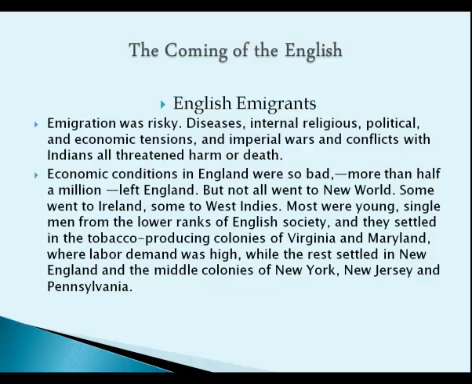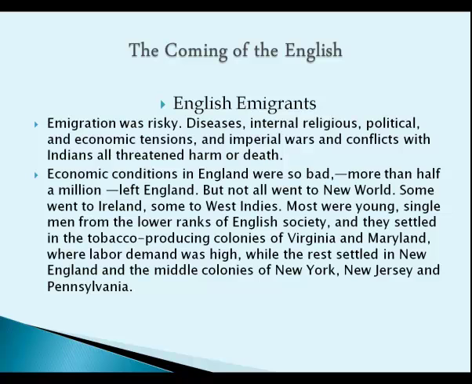But immigration was risky because you've got the Indians here, you've got political and economic tensions in the groups that settled, you've got imperial wars going on, you've got diseases, you've got conflicts with the Indians. You had a good chance of dying. But economic conditions were so bad in England that more than 500,000 left England. And not all of them went to the New World, of course. Some went to Ireland, though they didn't stay long in Ireland.